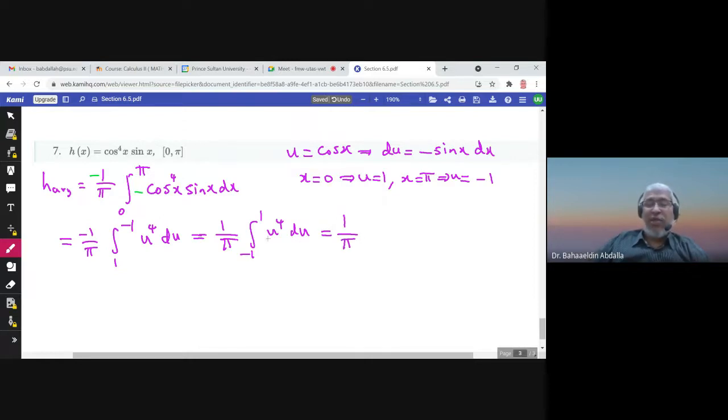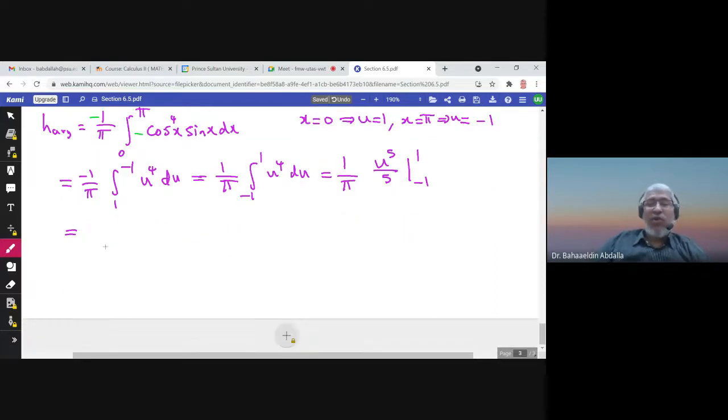Okay, that's it. So u to the power 4 integral would be u to the power 5 over 5 from -1 to 1. So this would be 1 over 5 pi, because I have 5 times pi, and 1 to the power 5 is 1, minus -1 to the power 5 is -1. So 1 plus 1 would be 2, and the answer would be 2 over 5 pi.